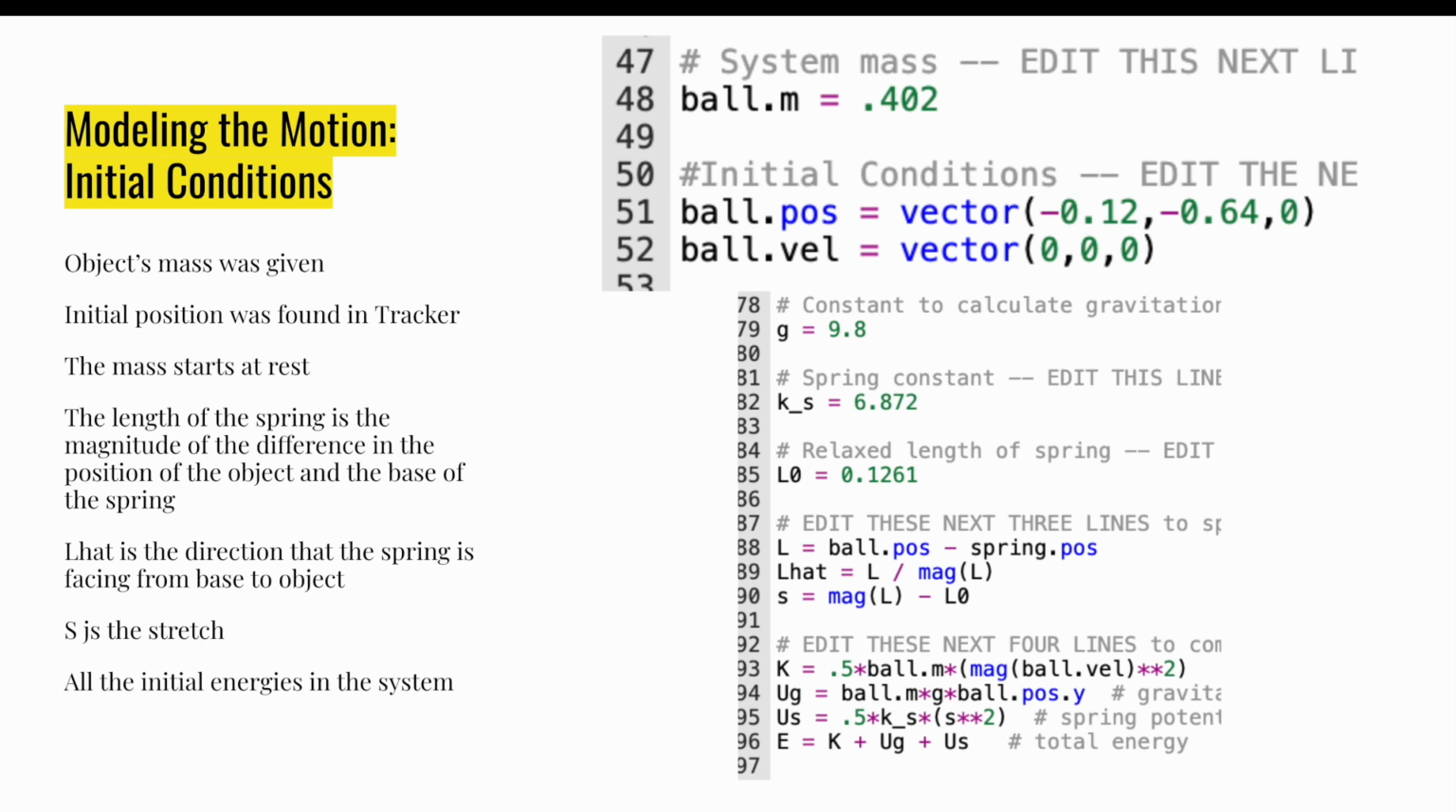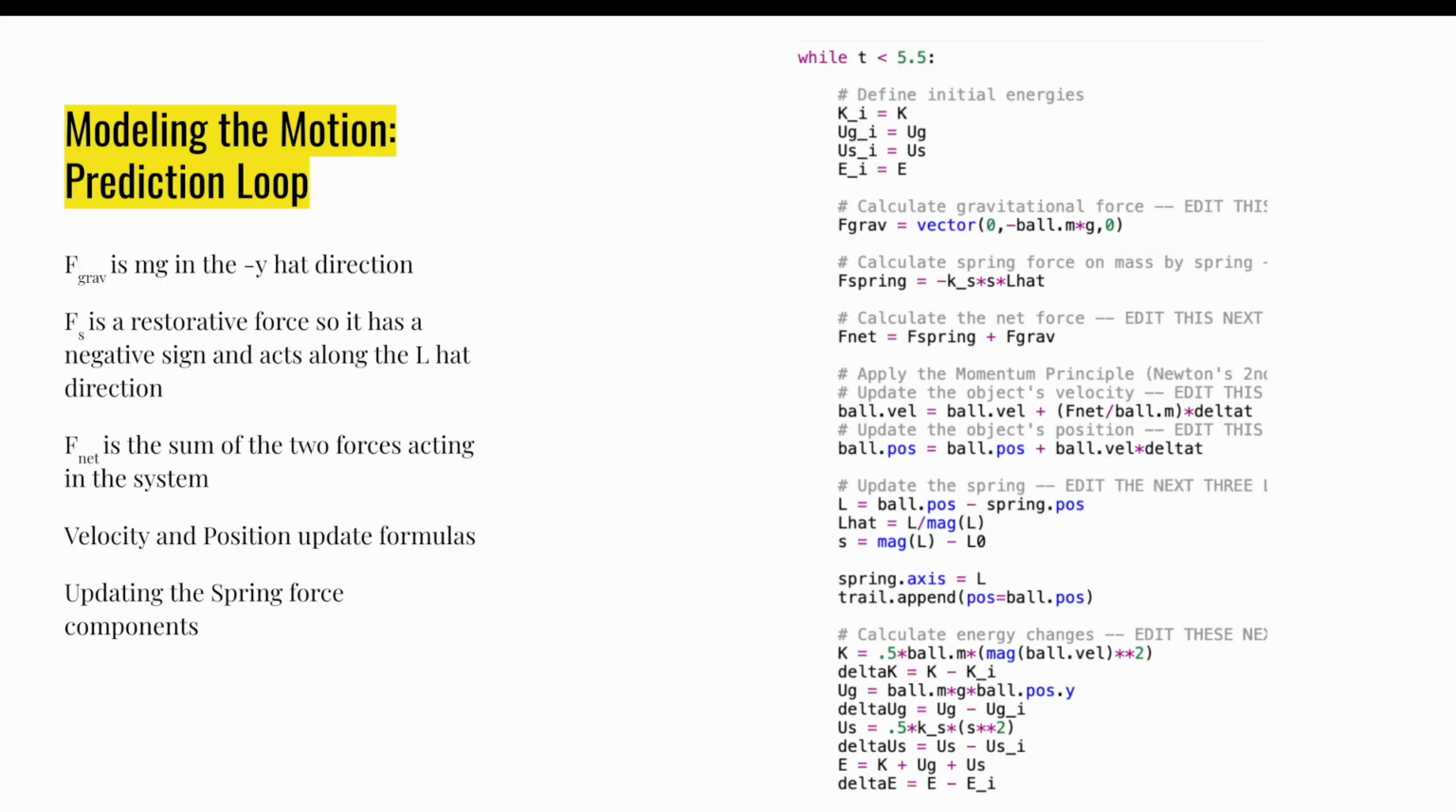Our L hat is that length divided by the magnitude of the length to give us the unit vector for L. The stretch of our spring is the magnitude of L minus our relaxed length, so how far it is stretched. And then we plugged in these values for the kinetic energy, gravitational potential energy, and spring potential energy. And then the sum of all those is our total energy as seen in the fundamental principles. And here we have the prediction part of this.